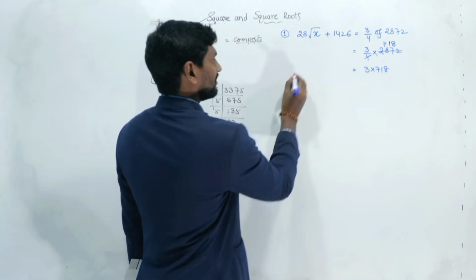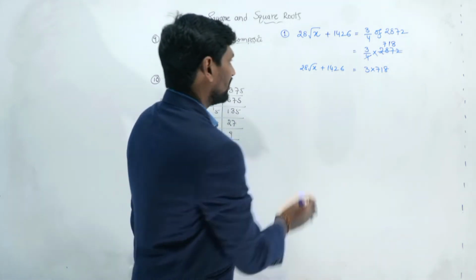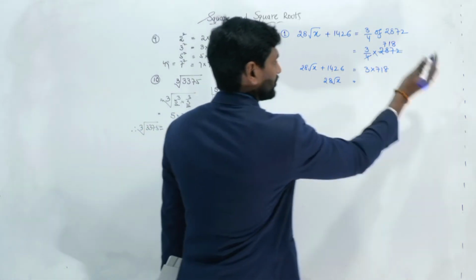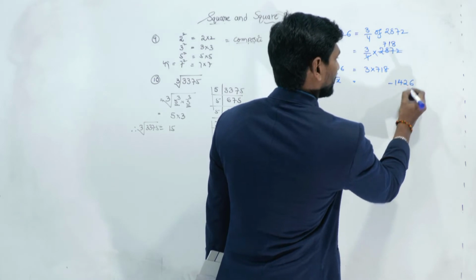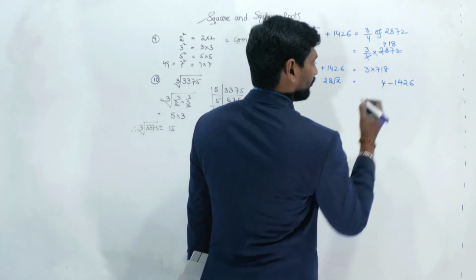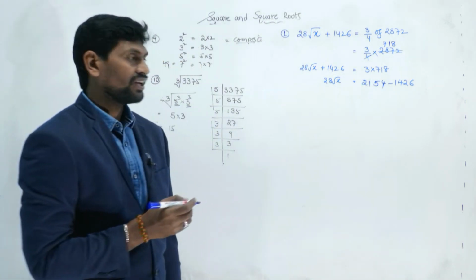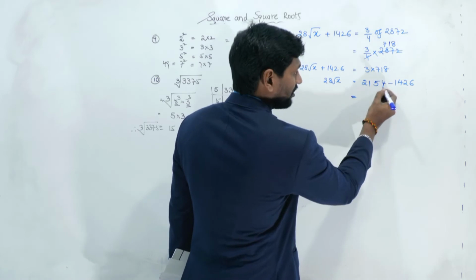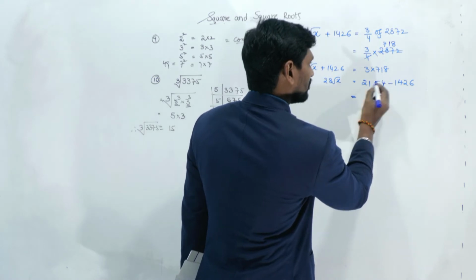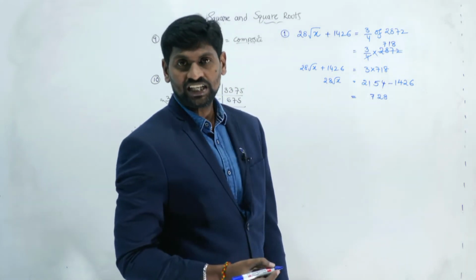LHS part as it is, 28 root x plus 1426. Now 28 root x equals this minus 1426, transposing to this side becomes negative. Now multiply 3 into 718: 3 8s 24, 3 1s 3 plus 2 is 5, 3 7s 21. Now subtract both of them. 4 minus 6 not possible, 14 minus 6 is 8, now 4 minus 2 is 2, 11 minus 4 is 7. 728 is the answer.